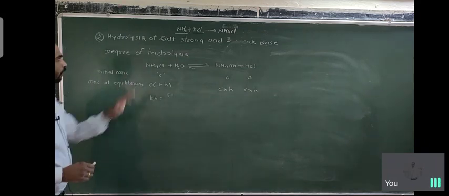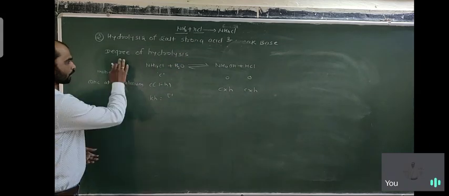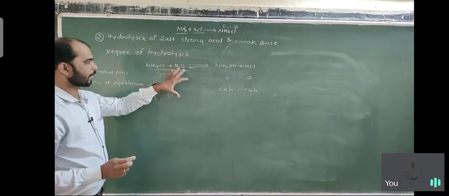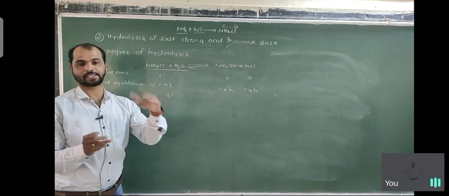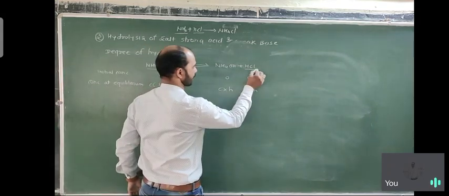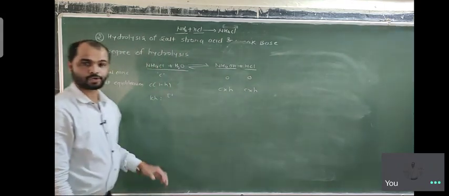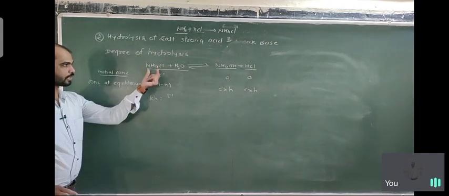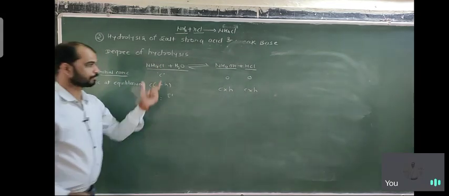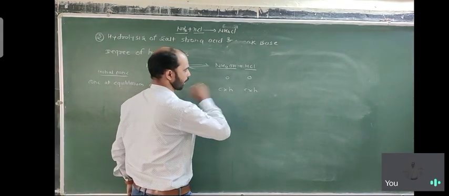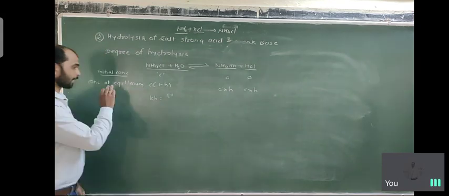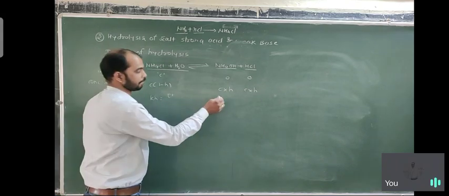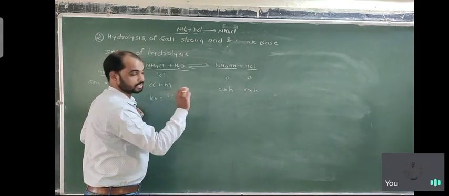Okay, so how to calculate the degree of hydrolysis of the given salt? We write the equation for salt hydrolysis: NH4Cl plus H2O. When salt is hydrolyzed, we get an acid and a base. Here HCl is the acid and NH4OH is the base produced. So what is the degree of hydrolysis? Suppose at the initial stage the concentration of NH4Cl is C, then the concentration of acid and base is 0. But at equilibrium, if some degree of hydrolysis h takes place, then C into h is the concentration of NH4OH.